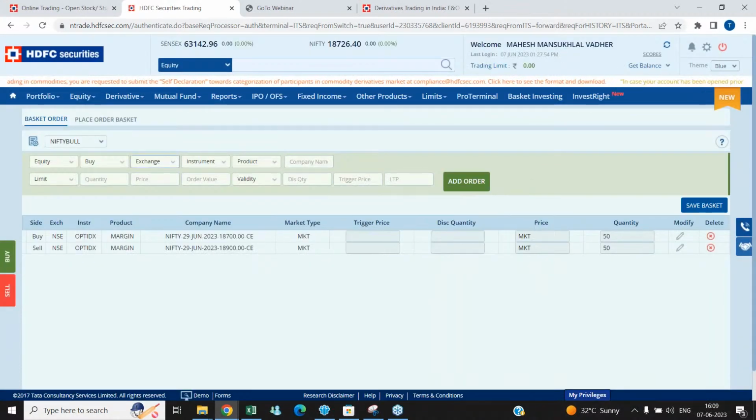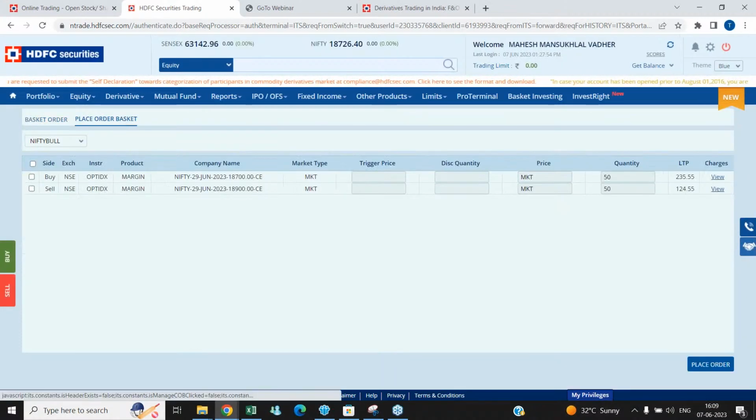So once the basket has been saved, I have to go to place order basket. Now in this place orders basket, both these legs would be there, 18,700 call buy and 18,900 call sell. Now, if you understand, this is a hedging strategy wherein I am buying 18,700 call and also simultaneously selling 18,900 call options. So it's a hedging strategy. So I get the hedging margin benefit for it.